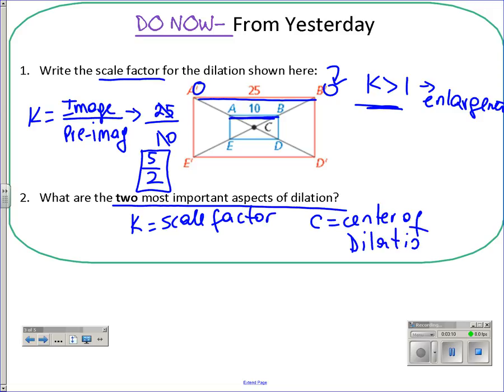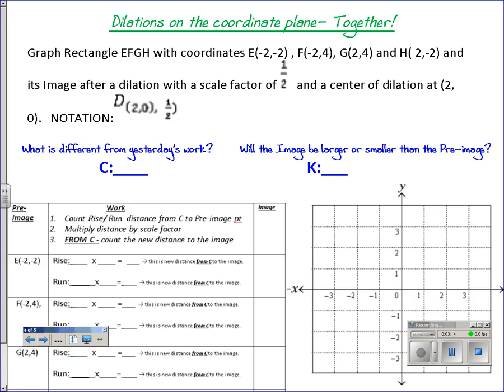Very important. Yesterday we talked about how to dilate when the center of dilation is at the origin. Today we're not going to do that. Today we're going to look and see what happens when the center is not the origin. So let's take a look at an example together. The procedure will be the same, so that's going to be nice for you guys.